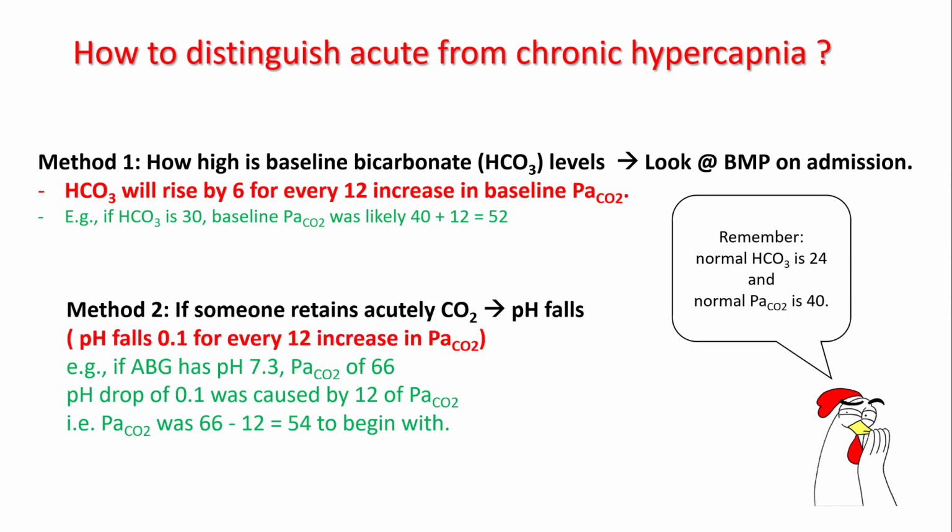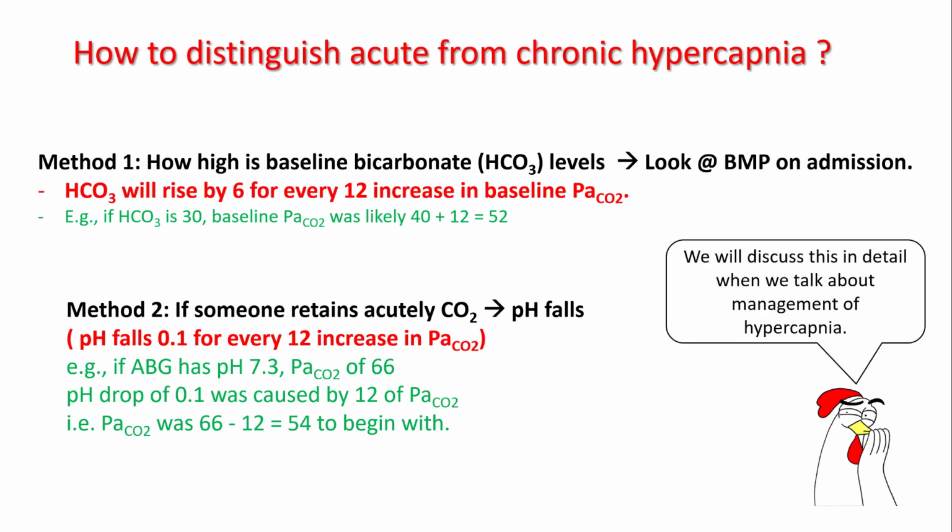If you have an ABG, the pH will fall by 0.1 for every 12 increase in PaCO2. So if the ABG shows a pH of 7.3 and PaCO2 of 66, that would mean this drop of 0.1, that is from 7.4 to 7.3, was caused by 12 of PaCO2. So your PaCO2 started with 54, that is 66 minus 12. So 54 is your baseline PaCO2. So this patient possibly has chronic hypercapnia at 54 and an acute component of 12. We'll discuss this in more detail when we talk about management of hypercapnia.